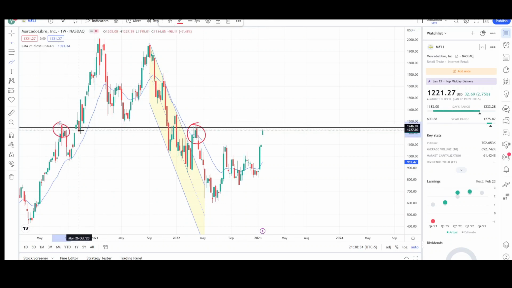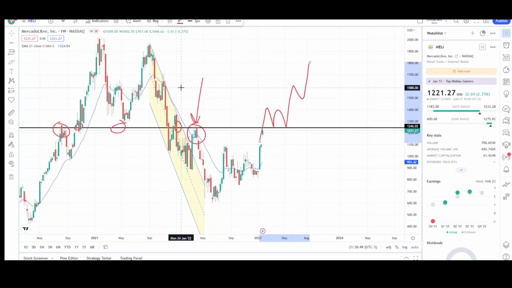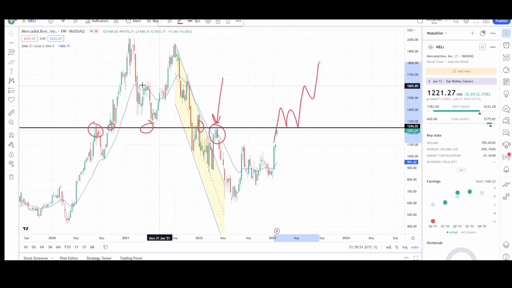It was resistance here. We broke it. We held support here. We broke it again. Prices tried to come back up, failed, ended up as resistance. Now we're coming back again. So I want to see a break, hold multiple times, and then we can see a rally out of there. So MELI, there's a good chance it has bottomed.